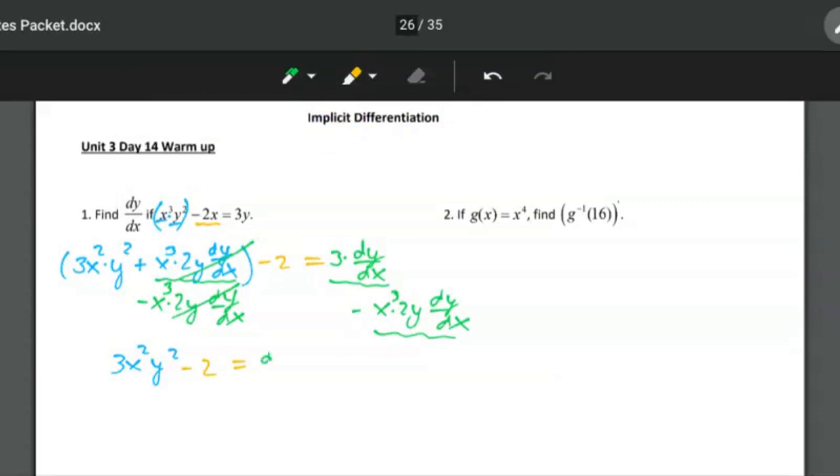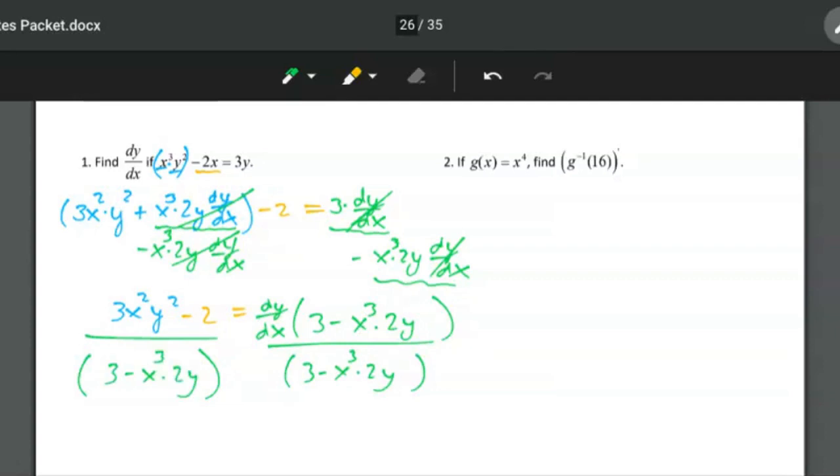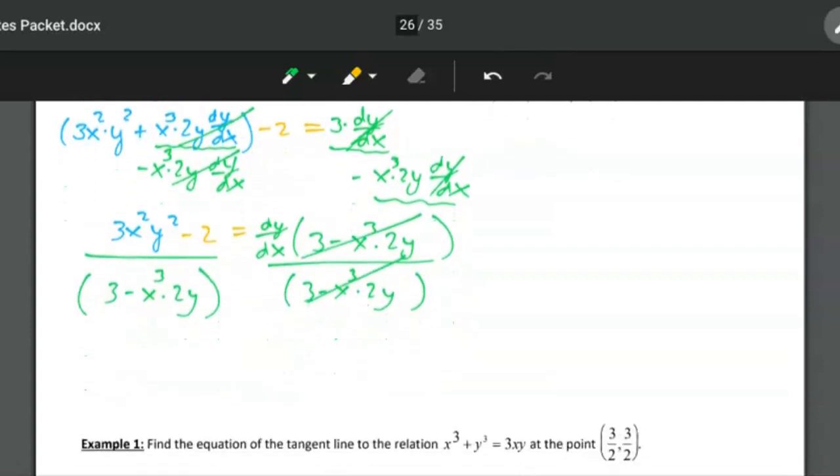I'm going to try to factor the dy dx out right now. I know I'm going to have to get dy dx by itself, so why not factor it out right now? In the first term, if we factor out the dy dx, we're left with a 3 minus, in the second term, we're left with x to the third times 2y. All right, and then we have to get dy dx by itself, so we're just going to divide both sides by this big whole quantity, 3 minus x to the third times 2y. Those cancel, and that's what dy dx equals.